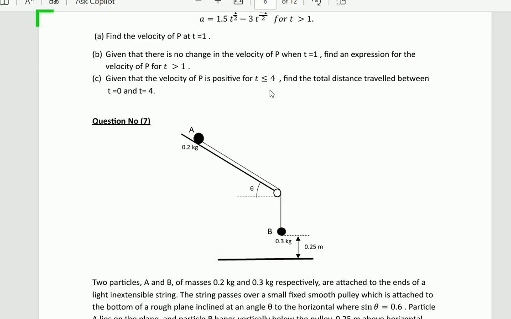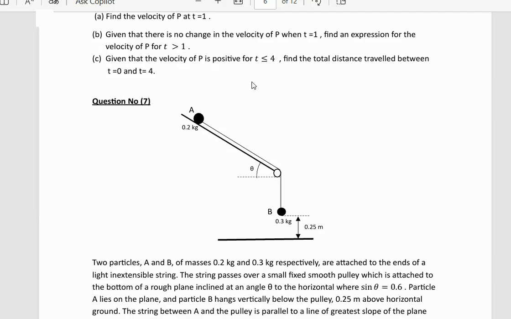Part A: find the velocity of P at t equal to 1. Part B: given that there is no change in the velocity of the particle when t equals 1, find an expression for the velocity of P for t greater than 0. Part C: given that the velocity of P is positive for t less than or equal to 4, find the total distance traveled between t equal to 0 and t equal to 4.